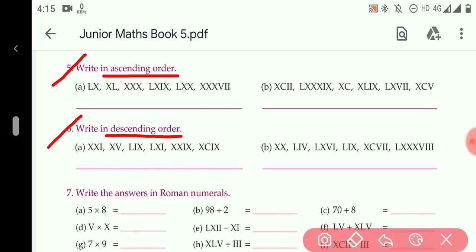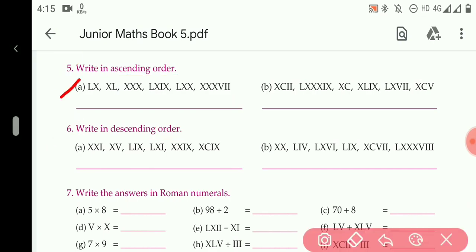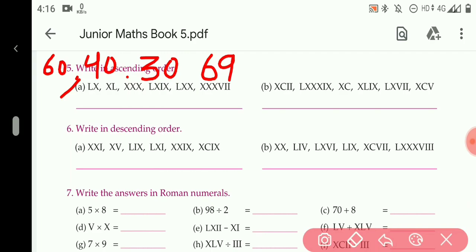in descending order which means from largest to smallest. First we will do the ascending order. In A part, LX which means 60, XL which means 40, we'll write here 60, 40, then XXX which means 30, LXIX which means 69, LXX which means 70, XXXVII which means 37.